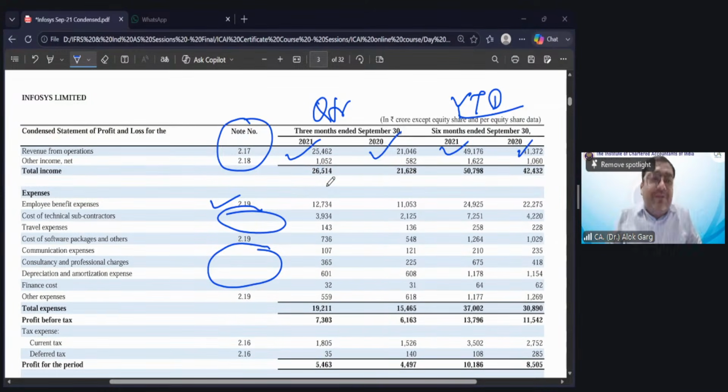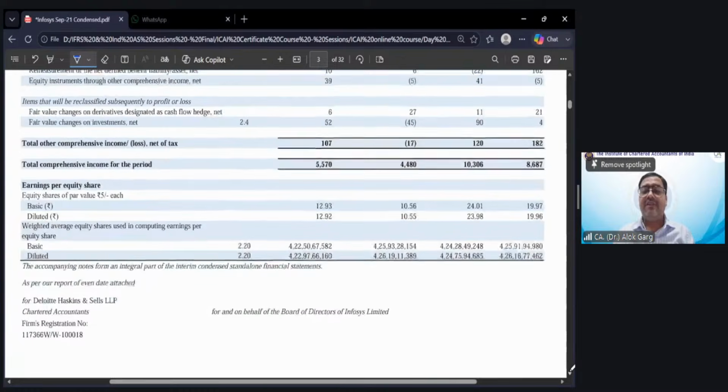It is for the period number. P&L numbers are for the period number. That is why P&L numbers are always apple to apple. It is always compared with the same period of the corresponding year of the last year. Okay, is that clear?